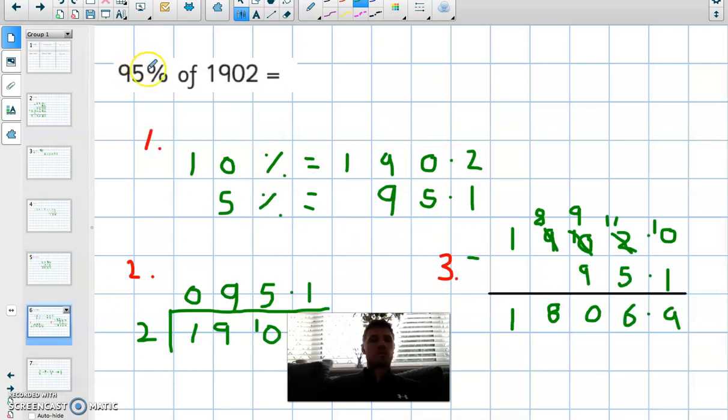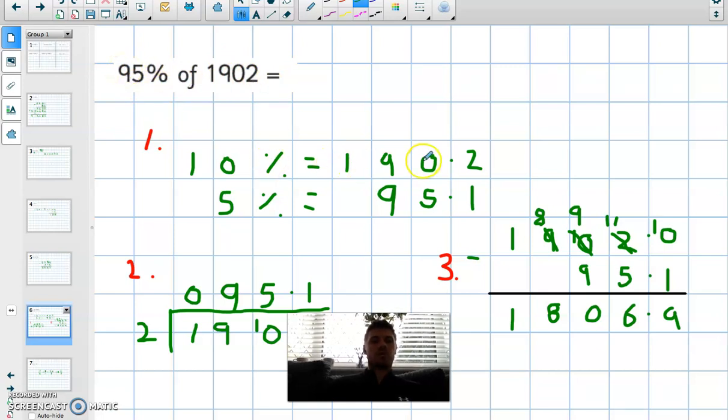Next question, 95% of 1,902. So in three really simple steps. First of all, I find out what 10% is, and then I'm going to find out what 5% is. And the reason why I find out what 5% is, is because once I've found that, I'm then going to subtract it from 1,902 to give me 95%.